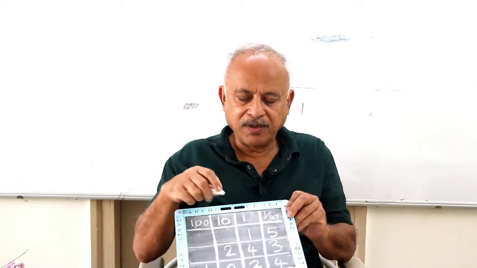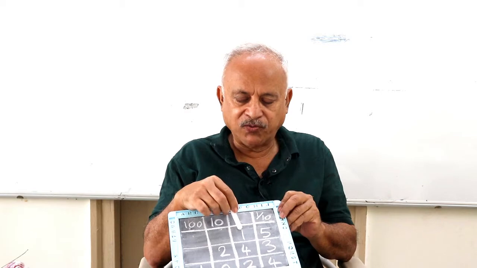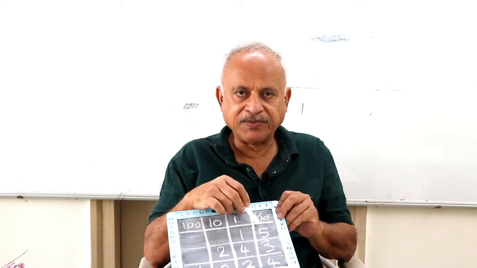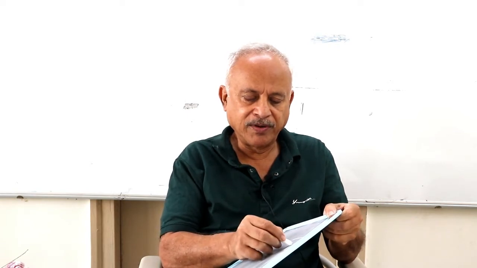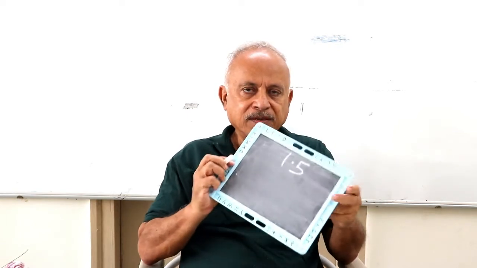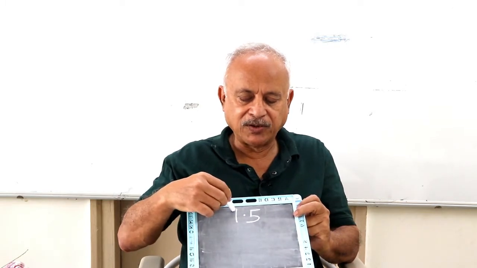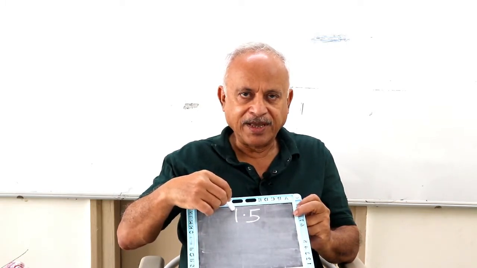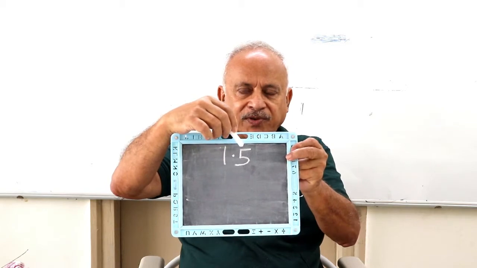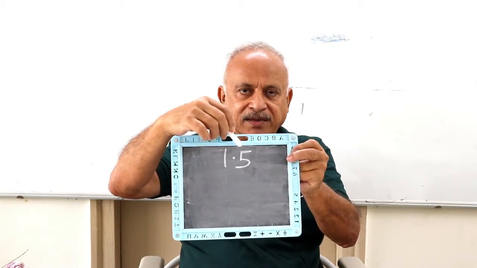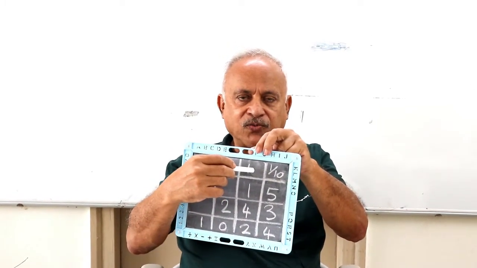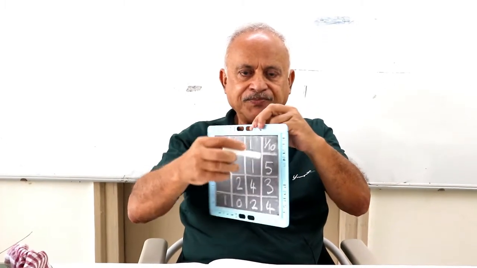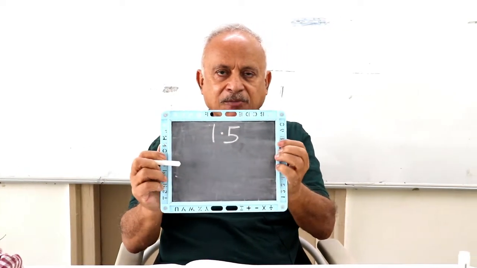Recall that we wrote this number with 1 in the house of 1s and 5 in the house of 1 by 10s. We wrote this as 1.5. The decimal point tells us that this is the house of 1s and that this is the house of 1 by 10. So here 1 in the house of 1s and 5 in the house of 1 by 10 becomes 1.5.